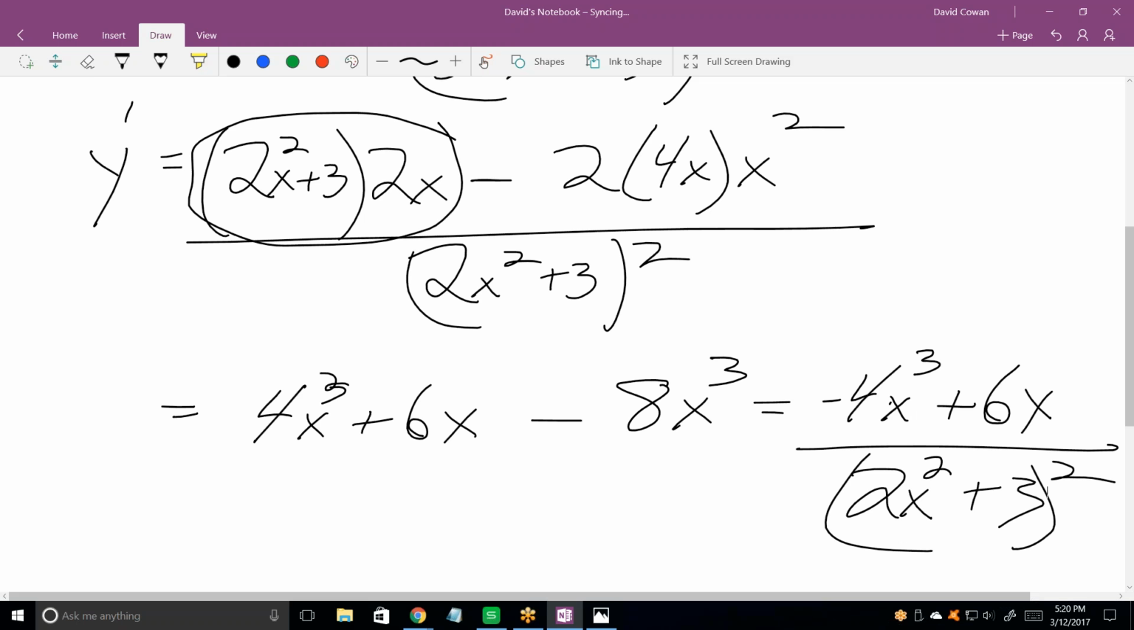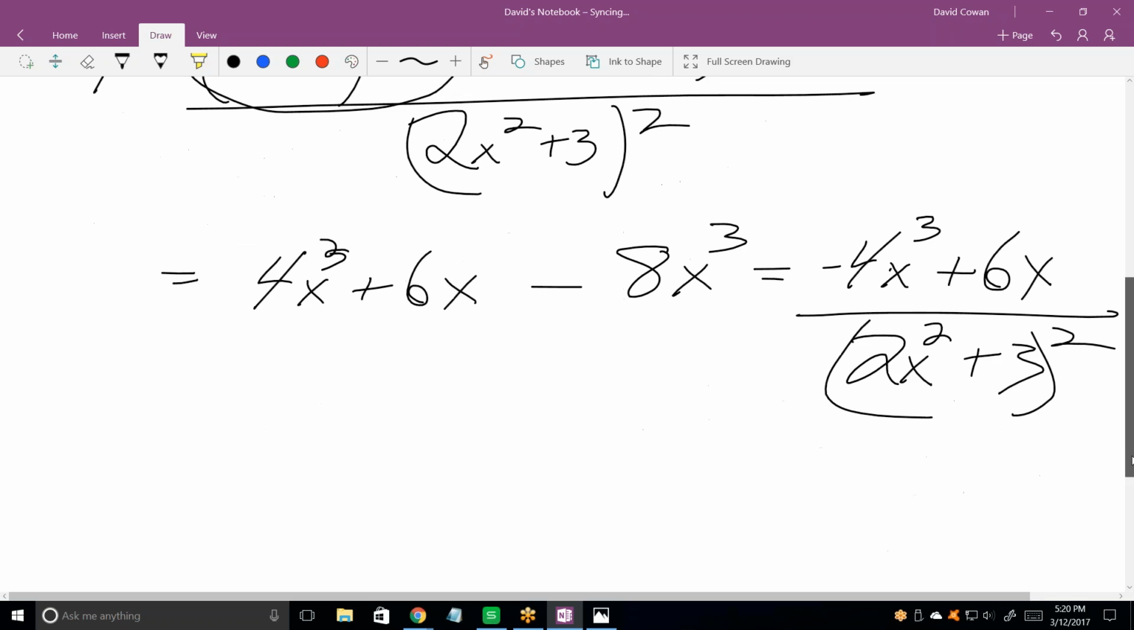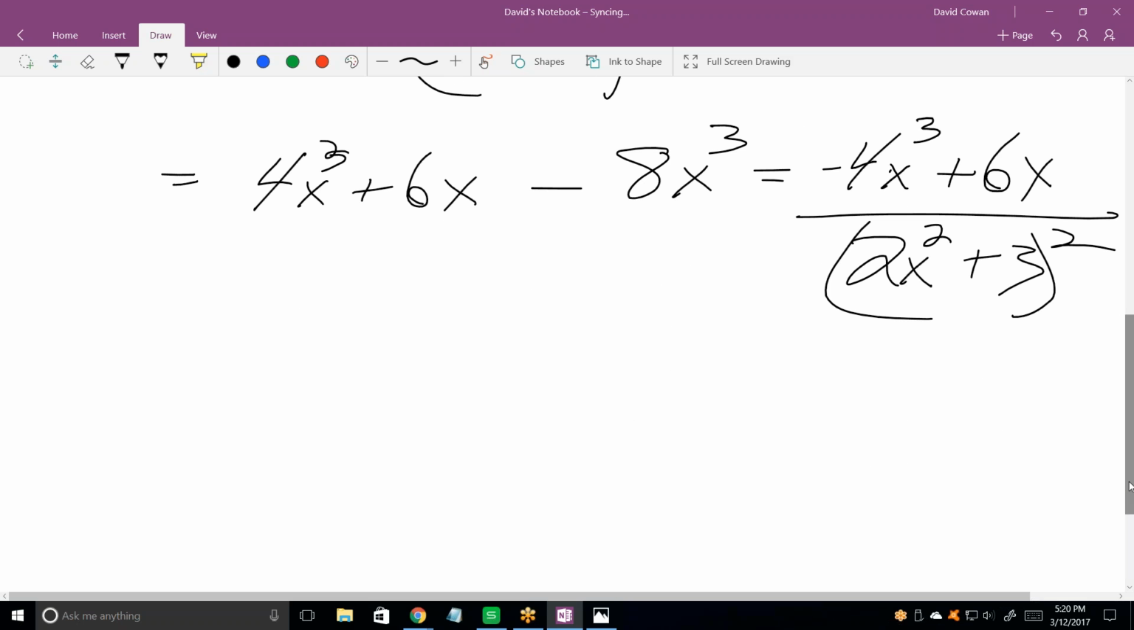Now things are beginning to look pretty cool because look what else I can do. Ooh, almost, so close. Makes me think I made a math error. You see why I was getting excited? It looks like you could almost end up with a 2x squared plus 3 in the numerator by factoring. In other words, if I factor out an x, the ratio 4 to 6 is the same as 2 to 3. The problem is this negative sign. That negative sign really messes me up.